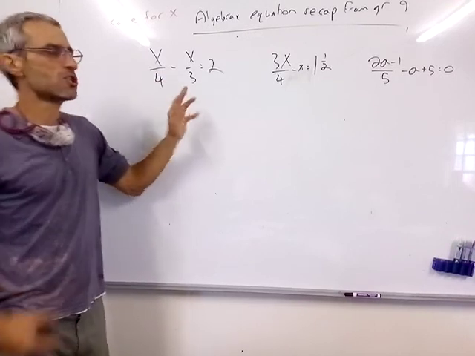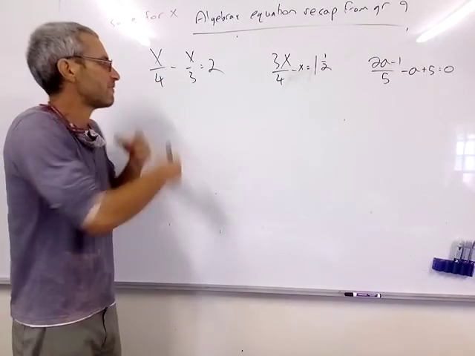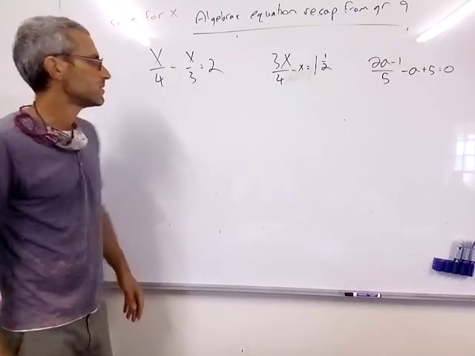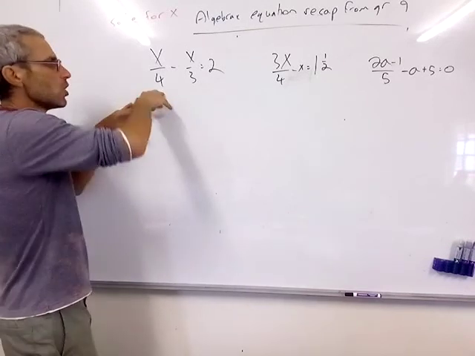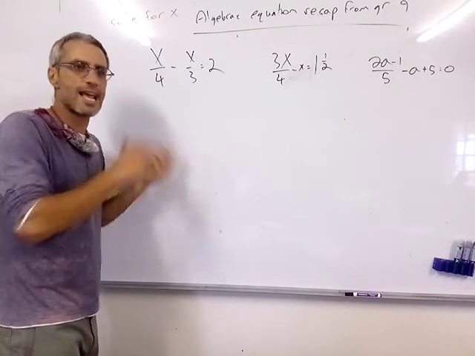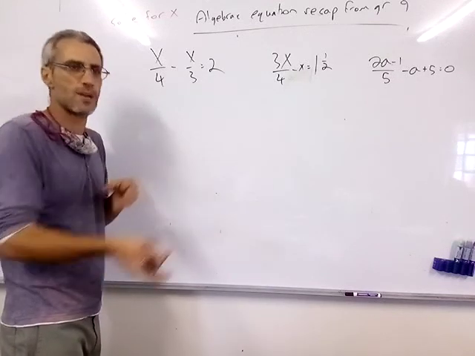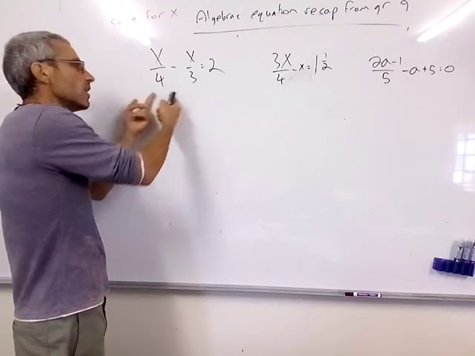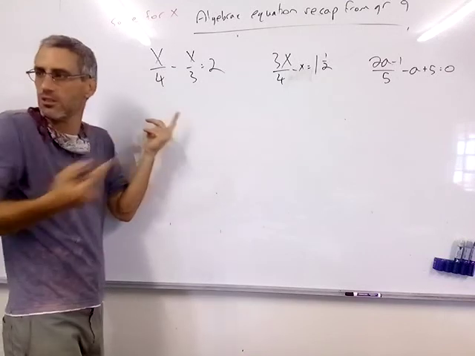Okay, so now we're introducing fractions. The same idea: whatever we do to one side, we do to the other side. We want to get the x to one side and the numbers on the other side, but we've got fractions. What do I do with fractions?